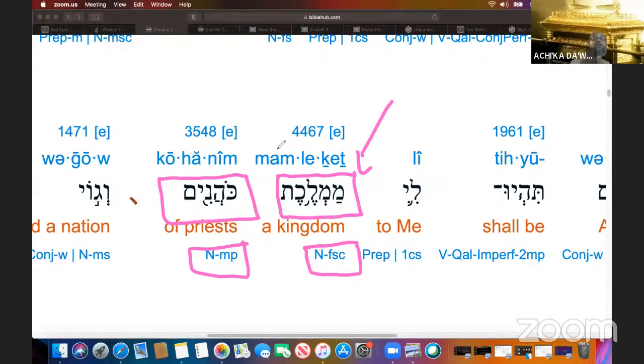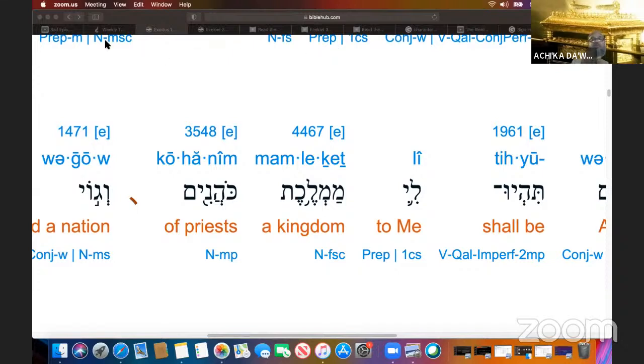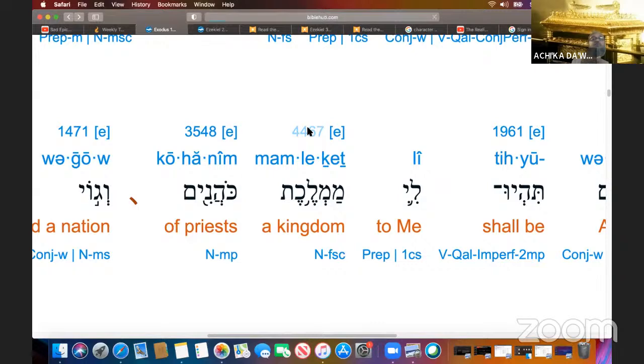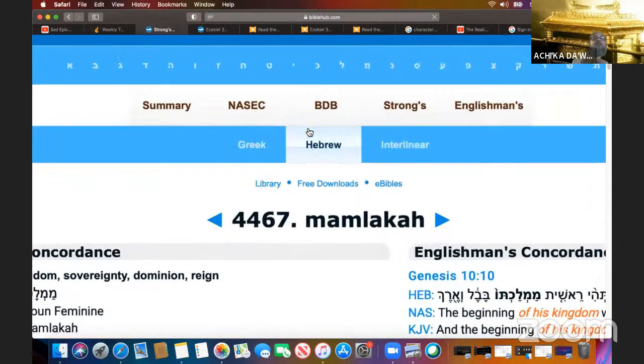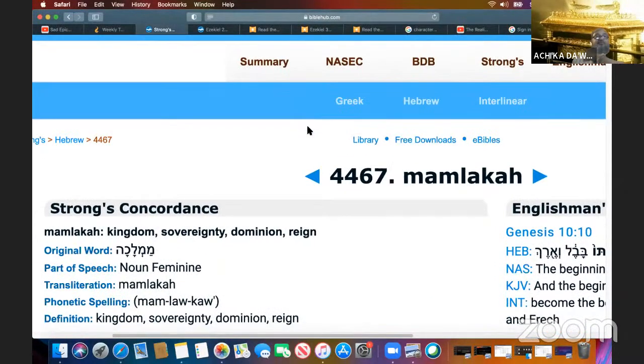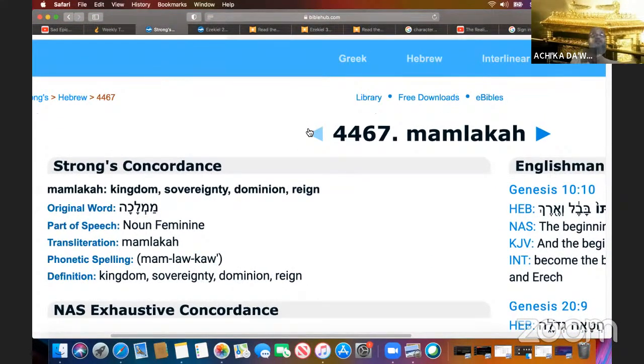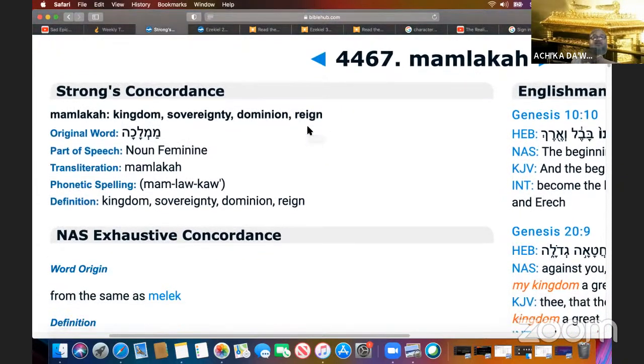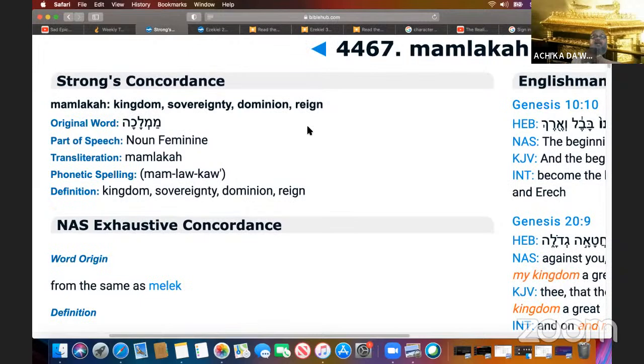So what letter, just take a guess, what letter was this tav before it was a tav, if I had to change it to this form? From our lesson, it told you it was the letter hey. And let's check and verify and see if that's true. So 4467 tells you what? It's a feminine noun, mamlaka.